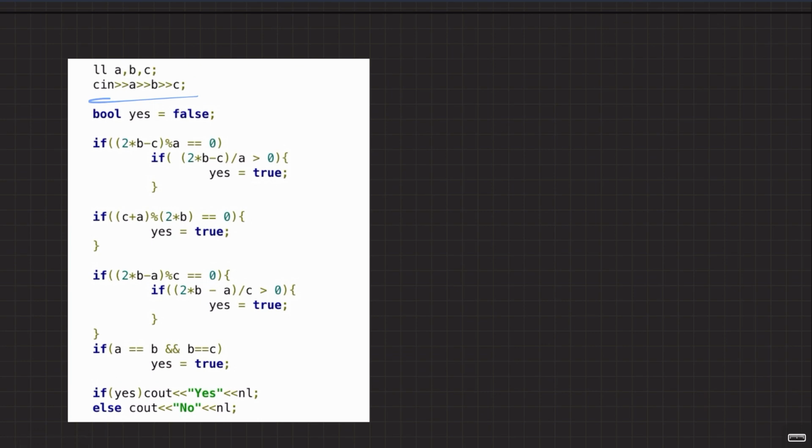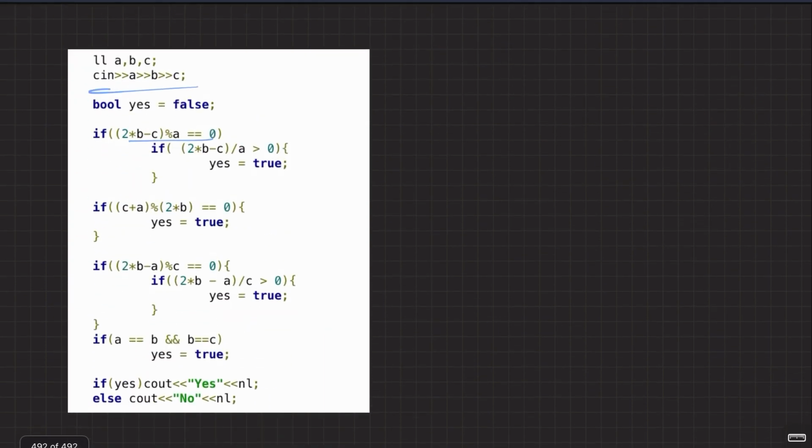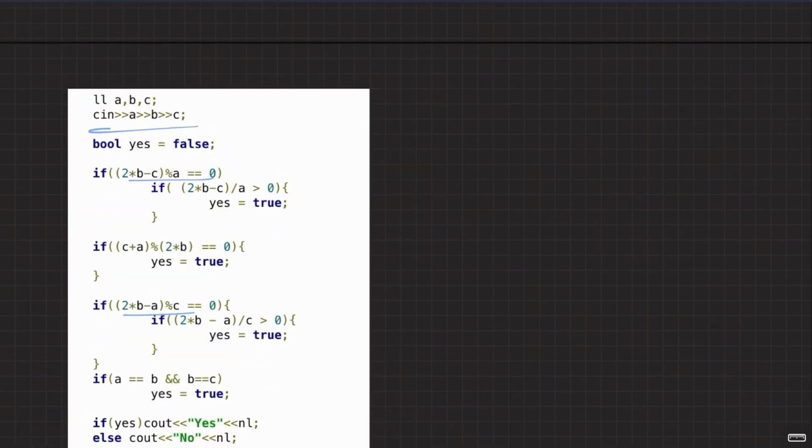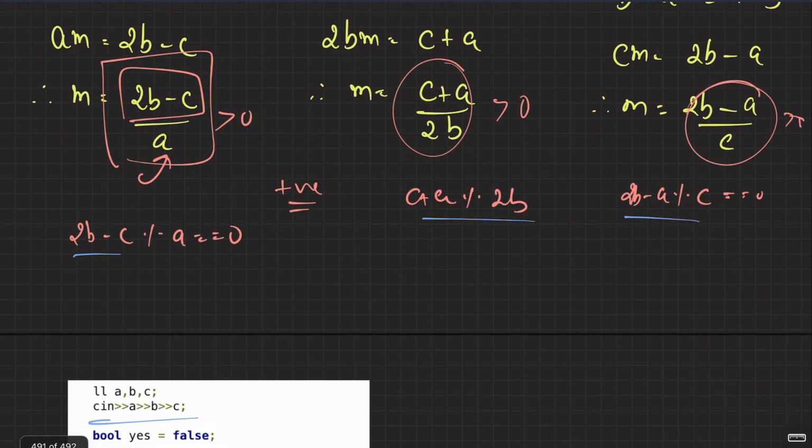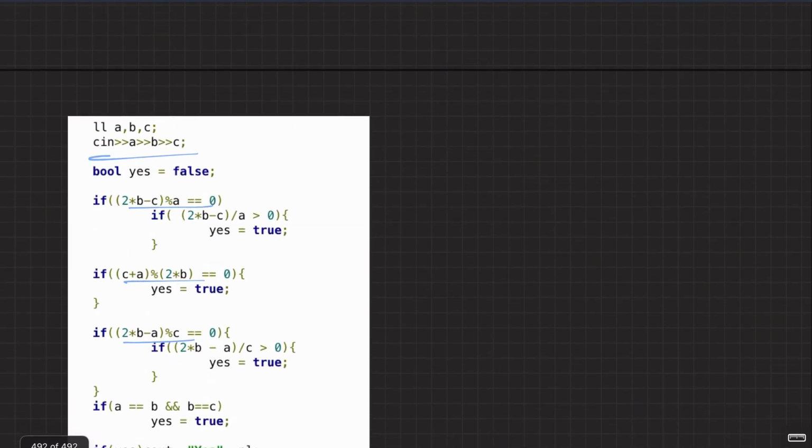So fine. First things first, we are checking whether it is divisible by A. So basically this part, right? 2B minus C is divisible by A. Then I'm checking here 2B minus A is divisible by C. And here C plus A is divisible by 2B. Fine. So if it is divisible and the result is greater than 0, then make yes true. Initially yes was made false. Here also, if it is divisible, just make yes true.